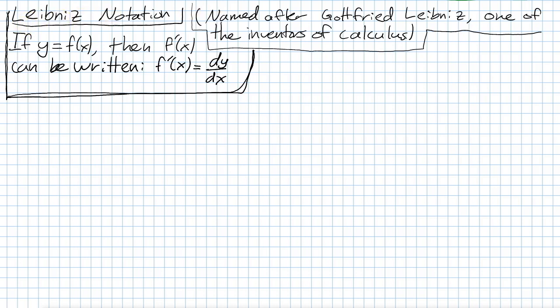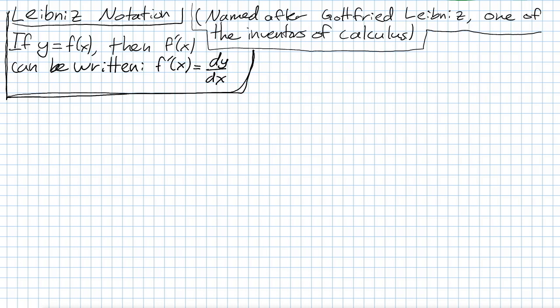He's a German guy named after Gottfried Leibniz, who was one of the inventors of calculus. He's an interesting guy. Did some interesting science stuff. The other inventor of calculus is Isaac Newton, who is a little bit more famous because he did a little bit more stuff. Except, I don't know, I think Leibniz is a pretty interesting guy. You can read about him on Wikipedia if you want.